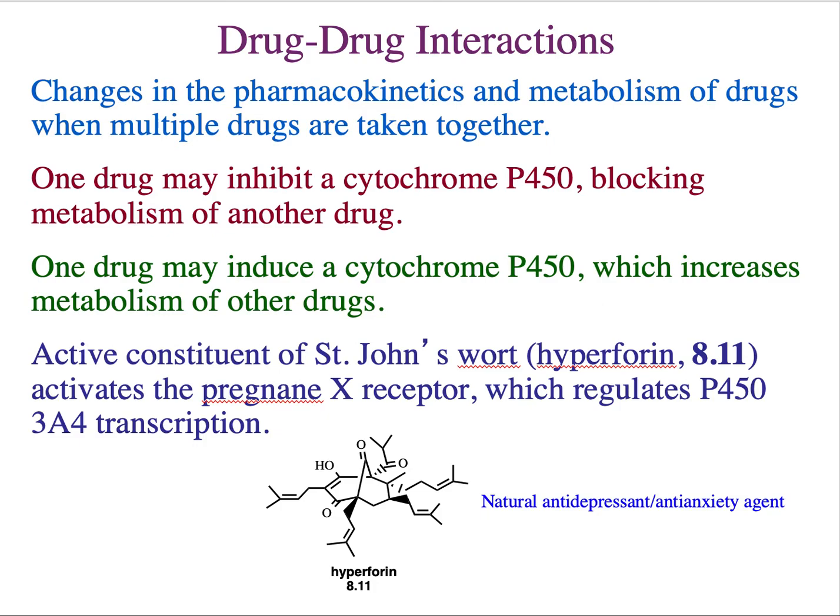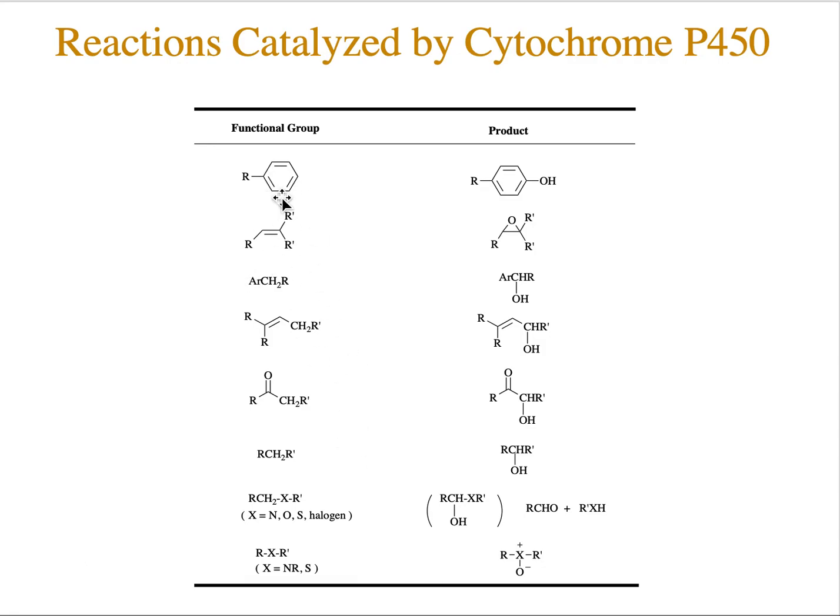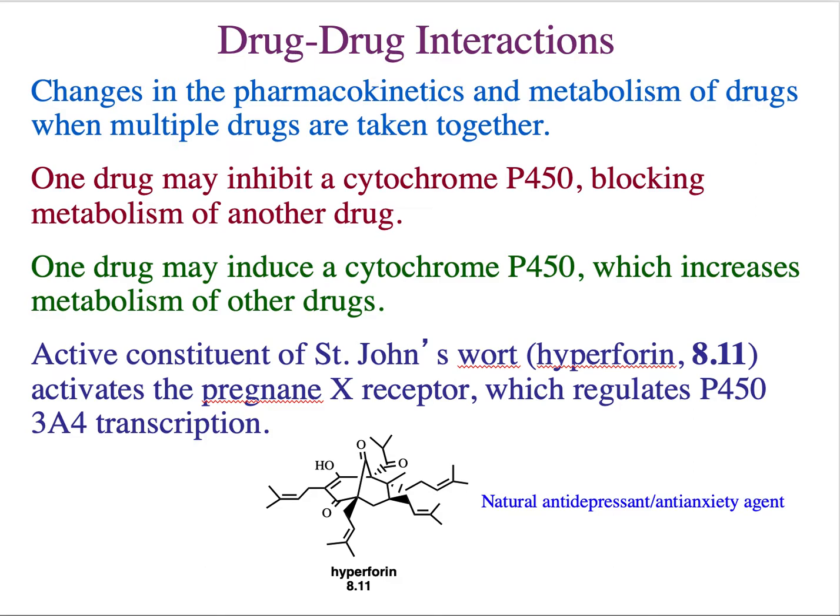We talked before about drug-drug interactions. Here's another example of that. You can see that this is the active ingredient in St. John's wort, which is a natural antidepressant. And you can imagine that this is going to be a good substrate. If we look at these previous double bond setups, this is going to be a good substrate for cytochrome P450 here.